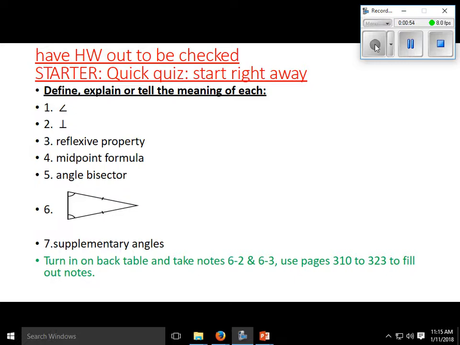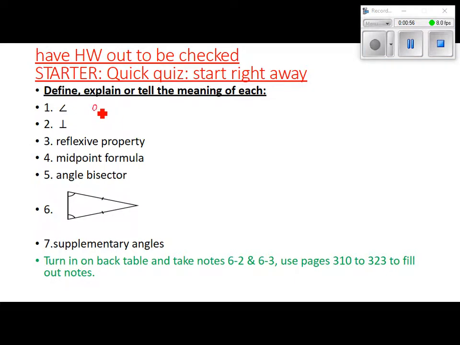What's this first one? Angle. I would accept if you just wrote angle, that's fine. How about this one? Perpendicular. What else would I accept? Forms right angles. Something like that would have been fine. Reflexive property. Anything equals itself.